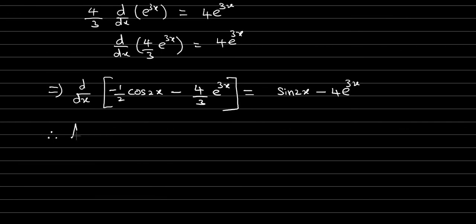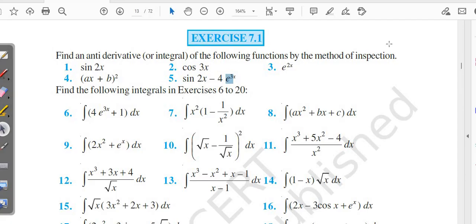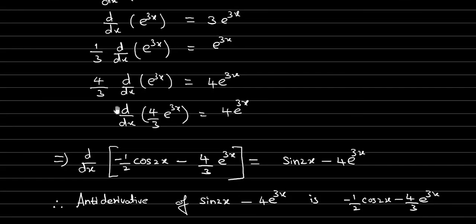So therefore, the antiderivative of sine 2x minus 4 e power 3x is minus 1 by 2 cos 2x minus 4 by 3 e power 3x. That's all this sum. So next we are going to find the following integrals. Now without using the method of inspection, directly using the integration formulas we can proceed with the next sums.